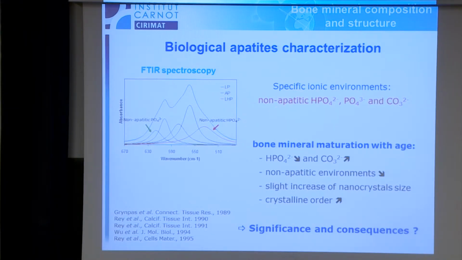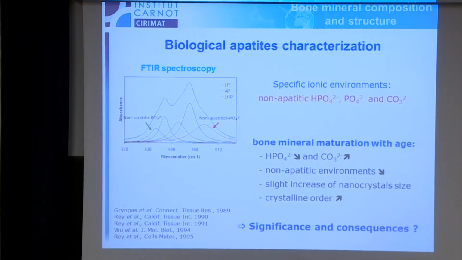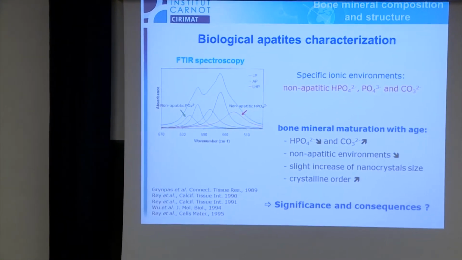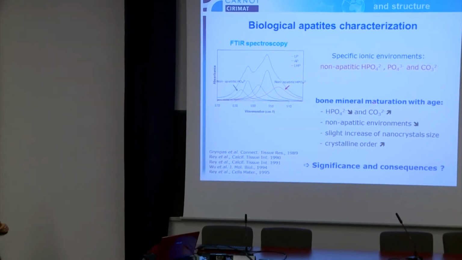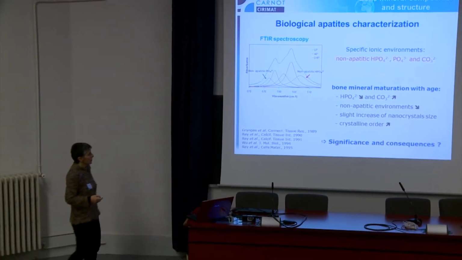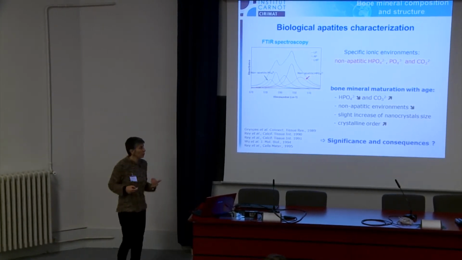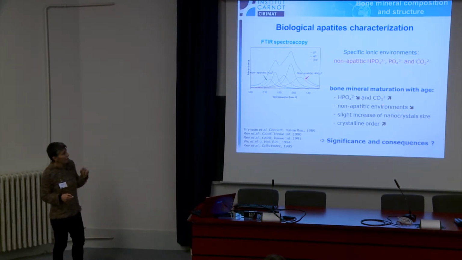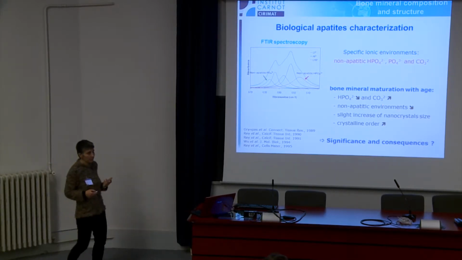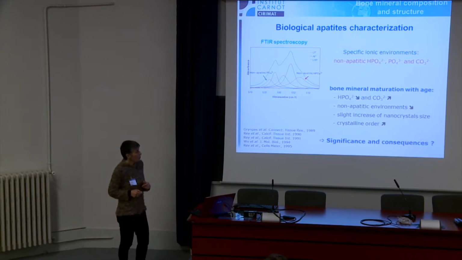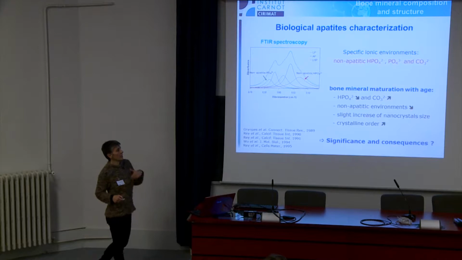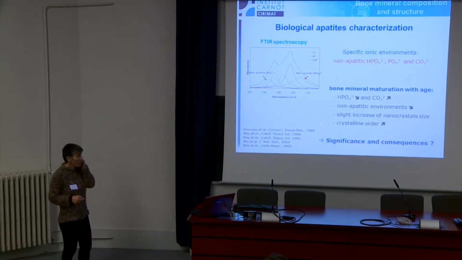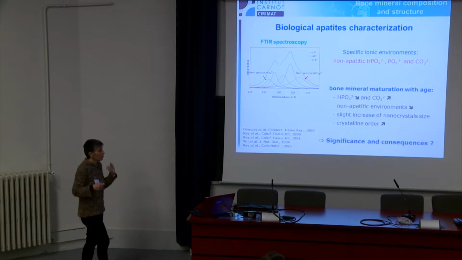So they call these non-apatitic HPO4, PO4 and carbonate species. And they showed that these species evolve during bone mineral maturation with age. For example, we have a decrease of the HPO4 content, an increase of the carbonate content, and with age a decrease of this non-apatitic environment present in bone, whereas we also have a slight increase of nanocrystal size and an increase of crystalline order with age.